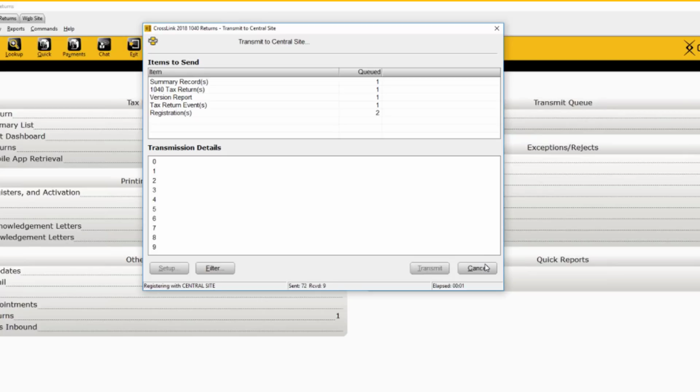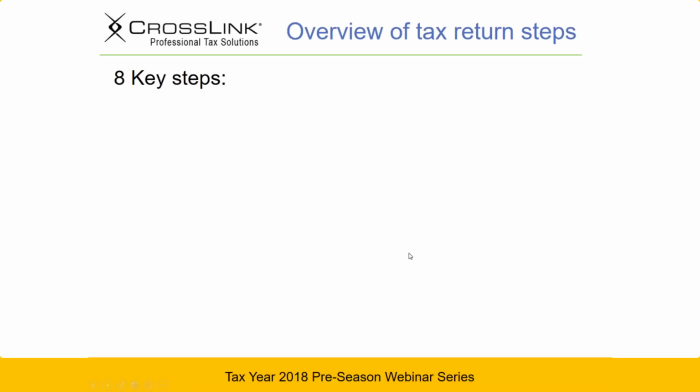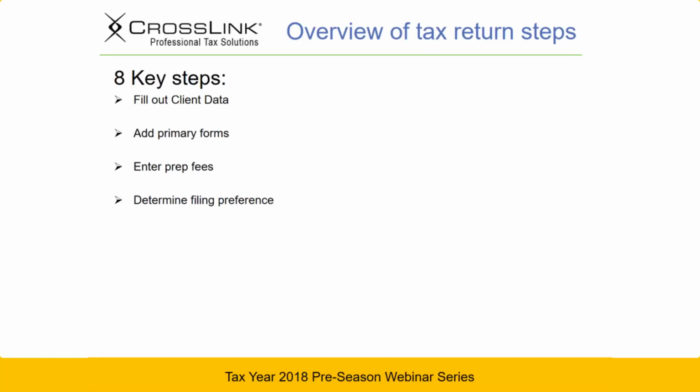So just going to go ahead and bring up that PowerPoint to do a little recap. We have the 8 key steps for how we complete a tax return. Our first step is filling out our client data, composing of all the taxpayers' information, their health care, and dependents. Then we add our primary forms, such as the W-2, Schedule A or Schedule C, and so on. We make sure we enter our prep fees for collecting our money on the invoice. We determine how we're going to e-file on the 8879.